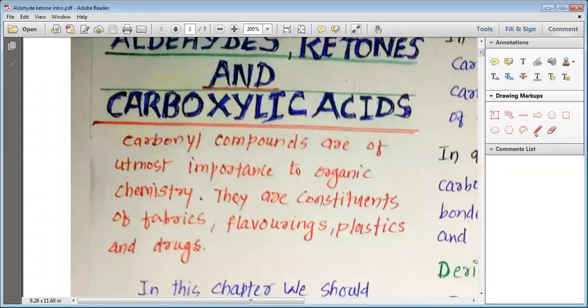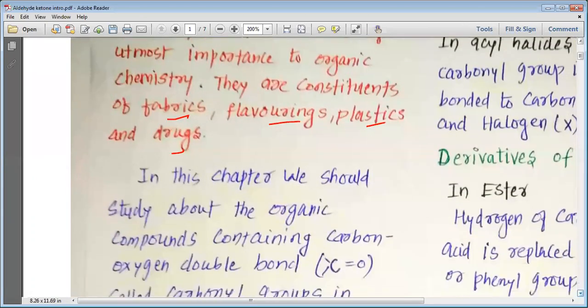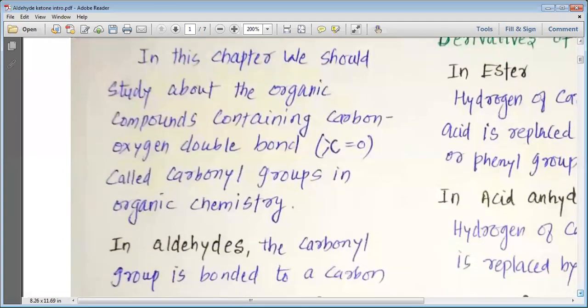That carbonyl compounds are of utmost importance to organic chemistry. They are constituents of fabrics, flavoring reagents, plastics, and drugs. So just by looking at this statement, we can understand that these compounds we are going to study in this chapter are very important to us and very useful to human beings.